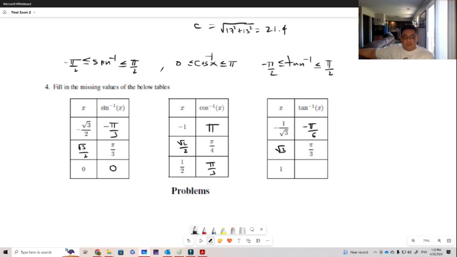Another way to remember is you can check, well, if tangent to the -1 of x is pi over 3, then the meaning of that is that x is tangent of pi over 3. You can do this one easily with the calculator and find out that this is the value that you're going for. These two things are equivalent.